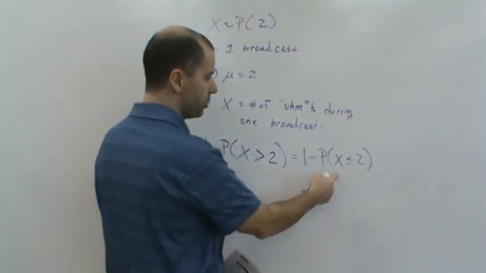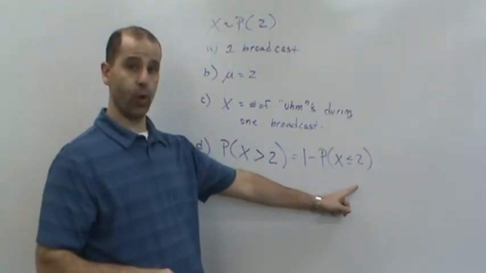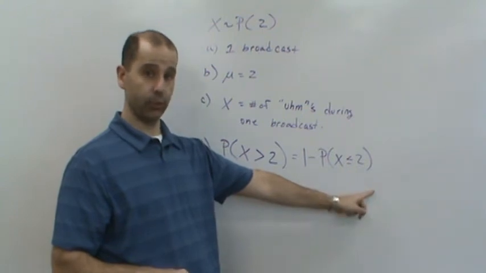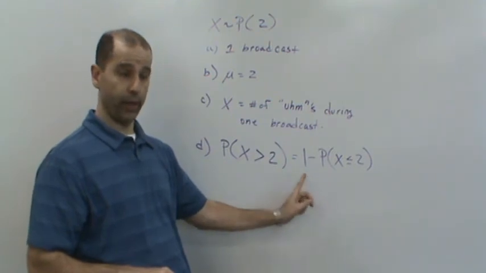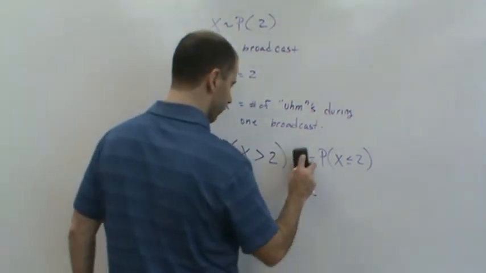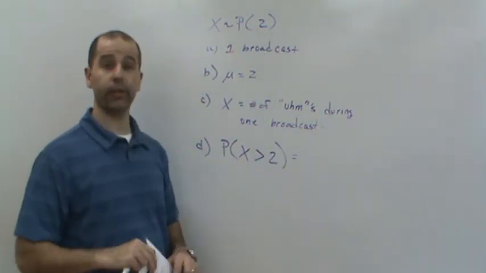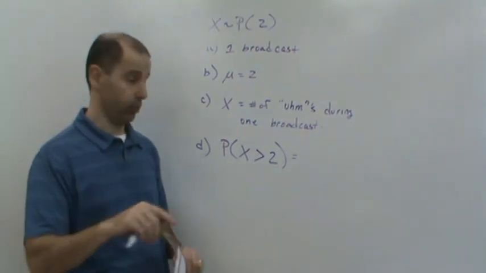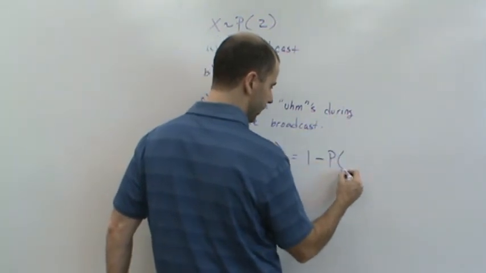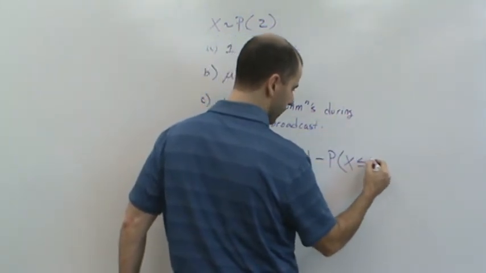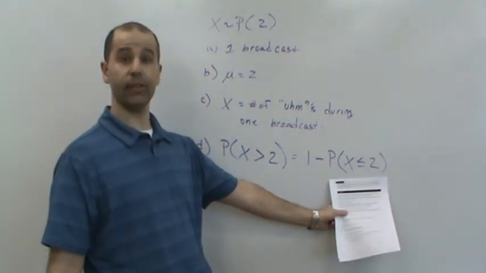Okay? Now we could use the formula for X is equal to 0 plus X is equal to 1 plus the probability that X is equal to 2, and then add those together and subtract that sum from 1. But if we're going to use the calculator, we still can't use it in this form because remember, the calculator needs less than or equal to. So again, we're still going to use the complement rule. So it's still going to be 1 minus the probability that X is less than or equal to 2. But now we can use the calculator because it's in the right form.